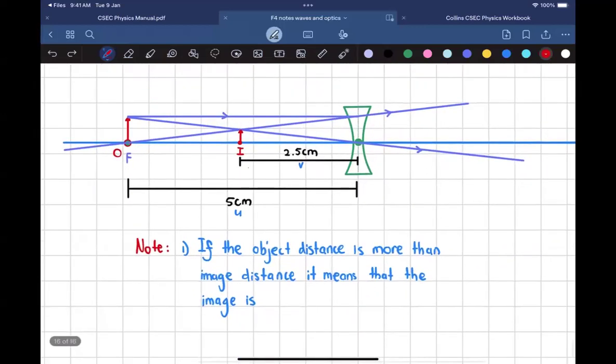So if the object distance is more than the image distance, it means that the image is smaller than the object.